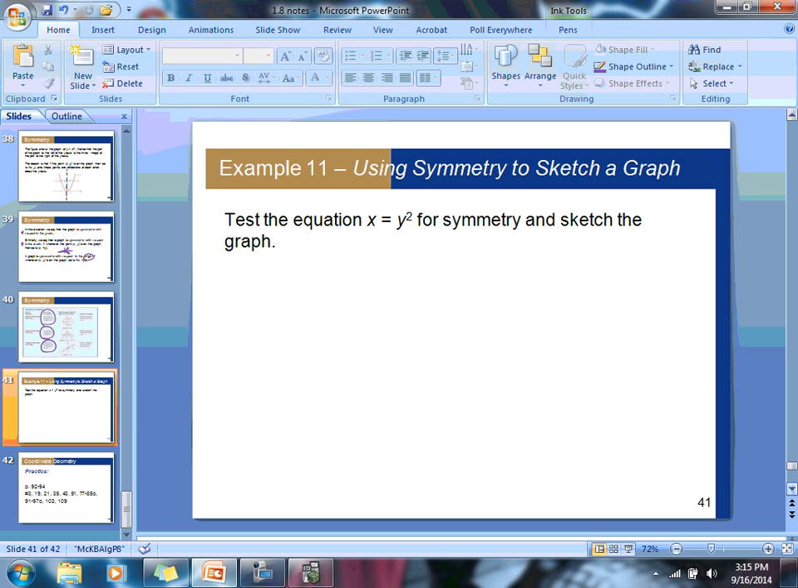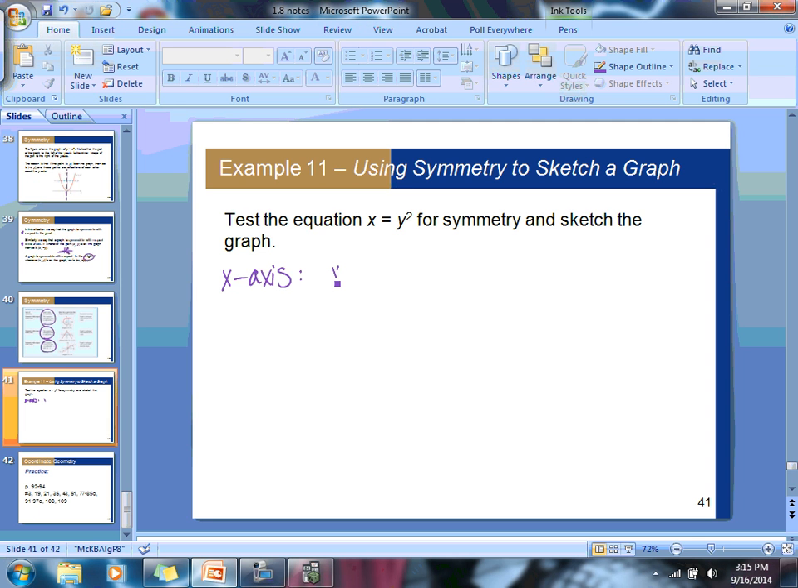I'll show you how to graph this in your graphing calculator in a moment, but let's use those 3 little steps that were on the previous slide for testing for each type of symmetry. So if we want to see if there's symmetry around the x-axis, we're going to take our original equation, x equals y squared, and we're going to replace the y with a negative y and see if we get the original equation back again when we simplify.